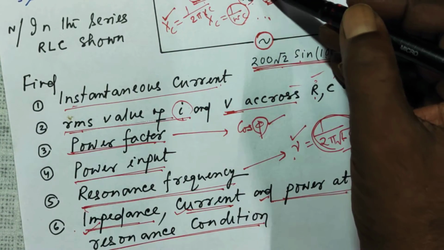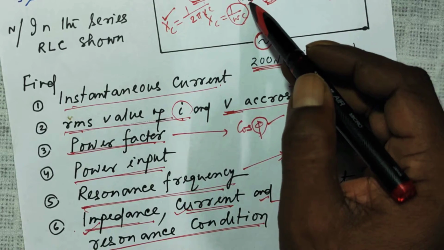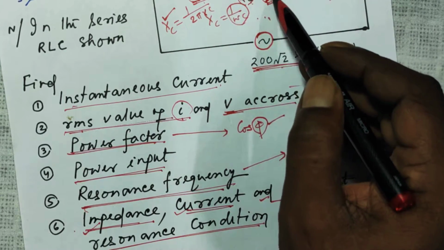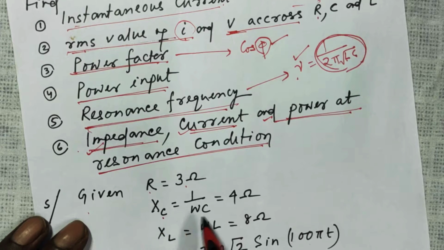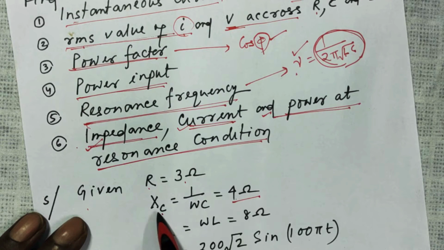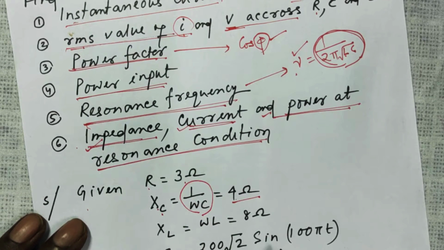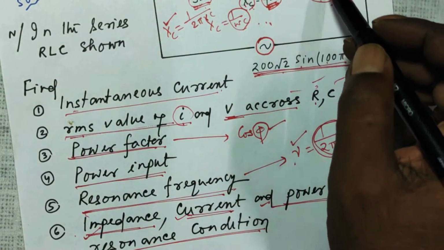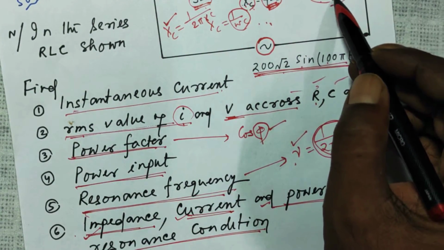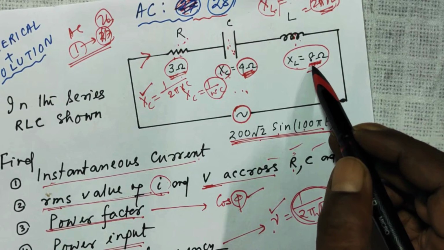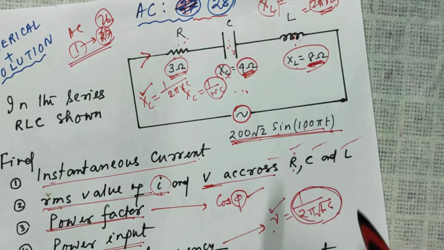And the resistance offered by the capacitor, called capacitive reactance, is given as 4 ohm. Xc is given as 4 ohm, and Xc is equal to 1 by omega c. And what else is given? The inductive reactance is 8 ohm.